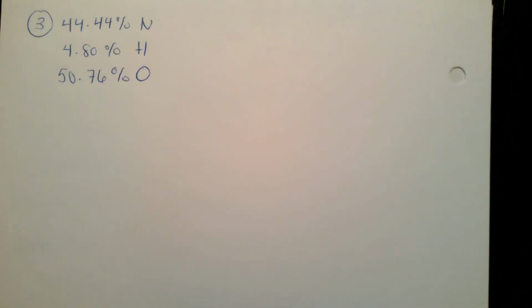Okay, so let's look at the third one. The third one gave us percentages instead of masses. In the third one, we are given that we have 44.44% nitrogen, 4.80% hydrogen, and 50.76% oxygen. So now we want to find the empirical formula given mass percents.